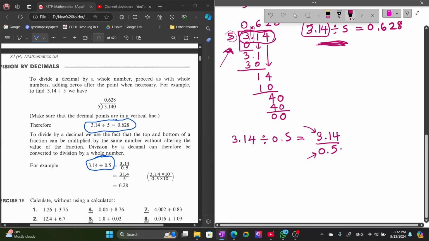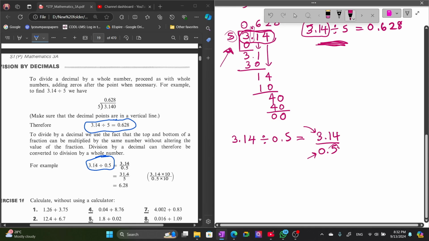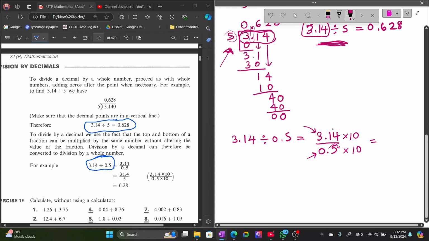To convert this into a whole number, what can we do? We can take the decimal point to the right by one place. So we multiply the numerator and denominator by the same number, because if we multiply by the same number, these two can be cancelled out. So the fraction doesn't change. It remained the same. So 31.4 divided by 5. Now this became something like what we did before.